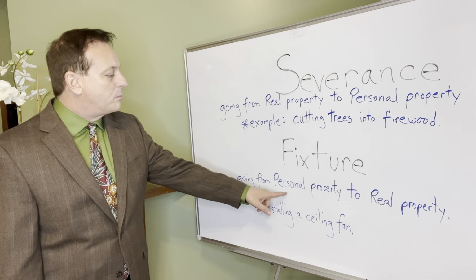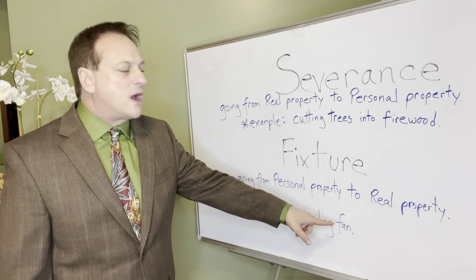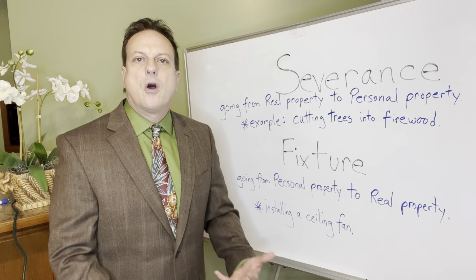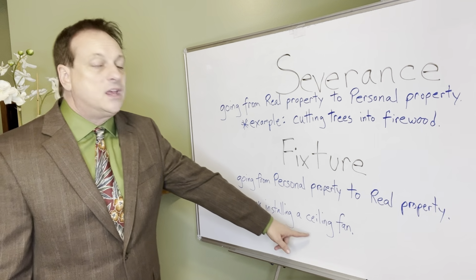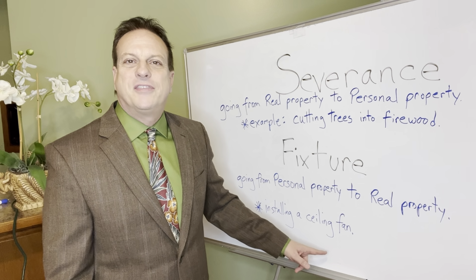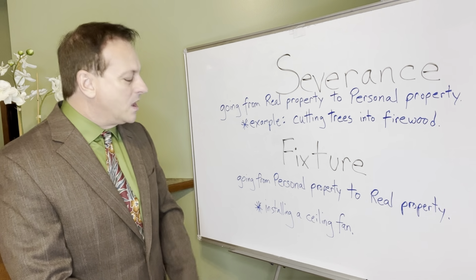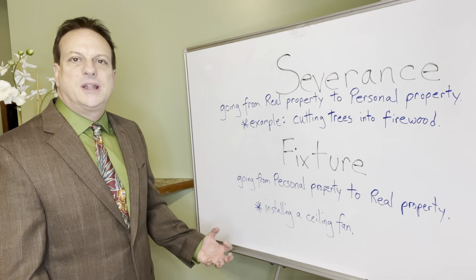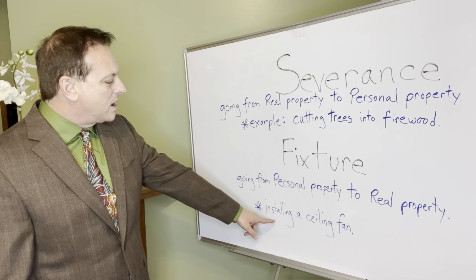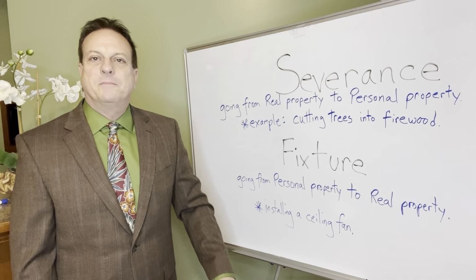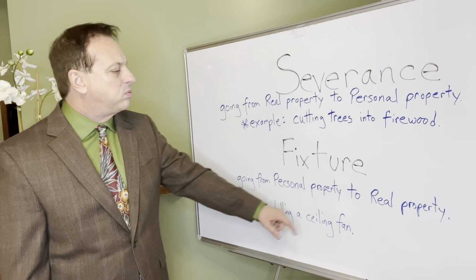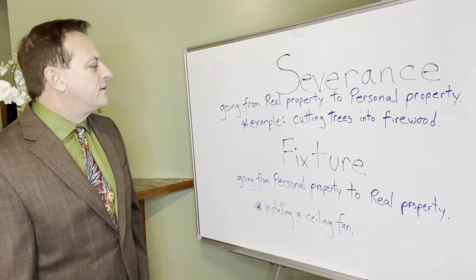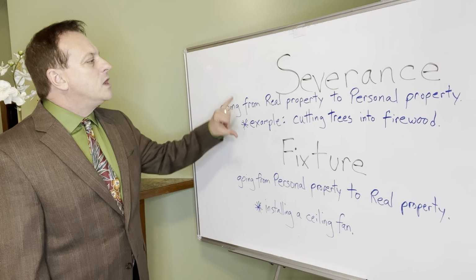Now, fixture is the opposite. Fixture is going from personal property to real property. For example, you go to Lowe's or Ace Hardware or Home Depot, wherever, and you buy a ceiling fan. When you buy it off the shelf, that's personal property. But when you install it, and you screw it in, and now it's permanently attached, it's wired in, it becomes real property. And when you go from personal property to real property, it is called a fixture. Those are the fixtures inside the home. You need to know both of these.